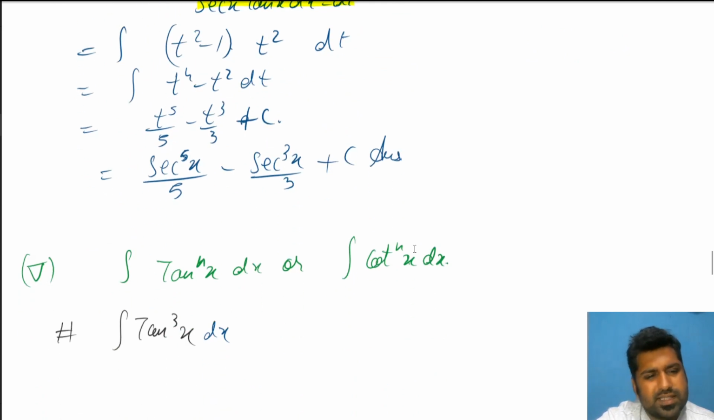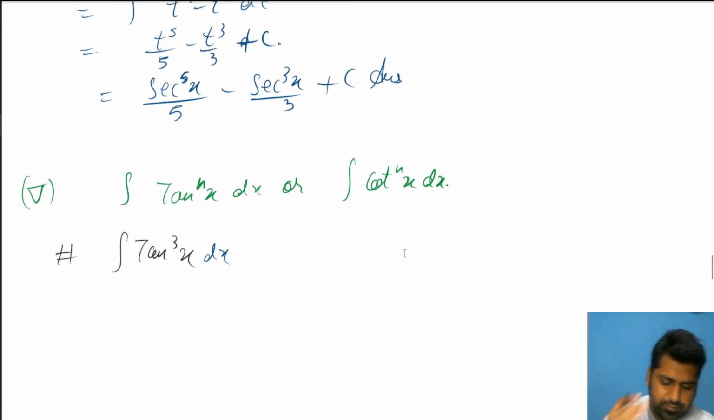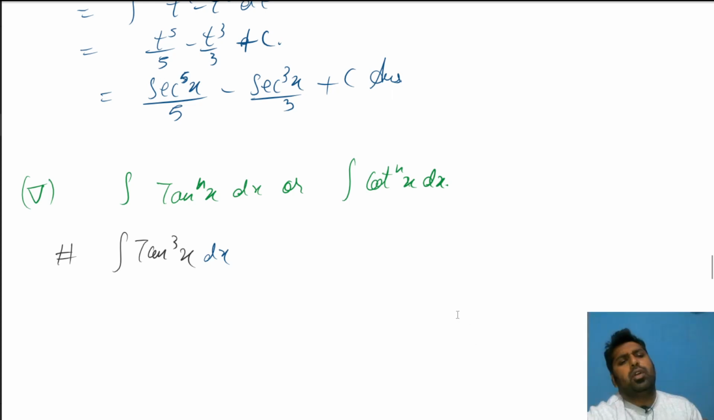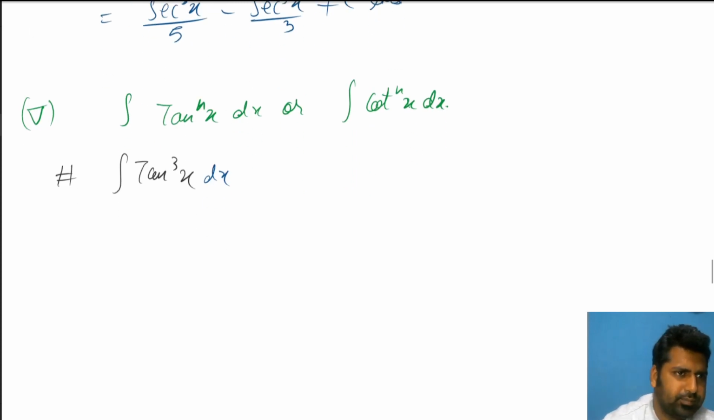Next form is just power of tan or power of cot. For that, as such, I'm not giving you any hint. It depends from question to question, but the idea you should see this time is how you're going to manipulate this. Let's see.